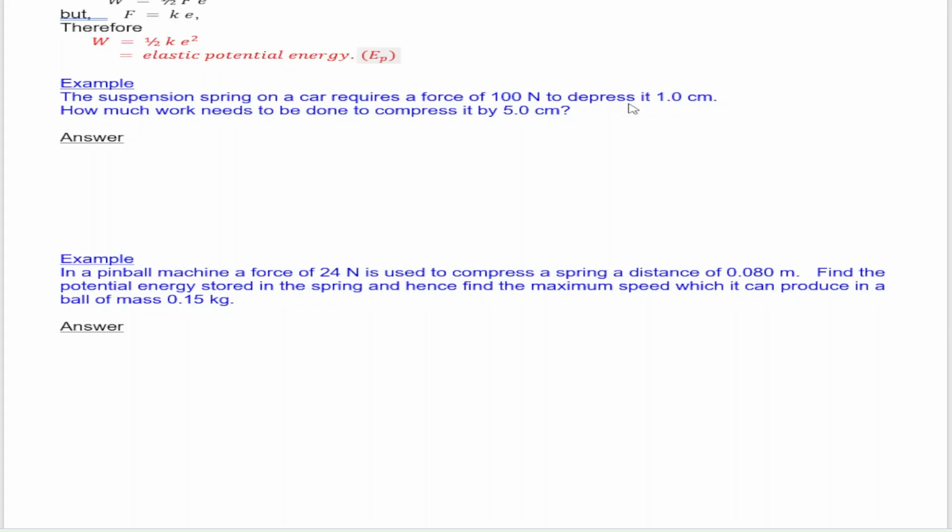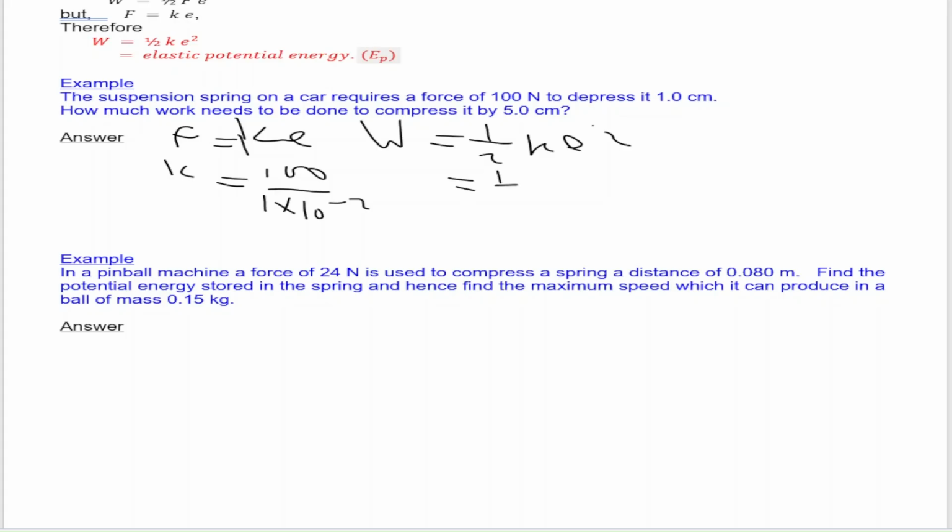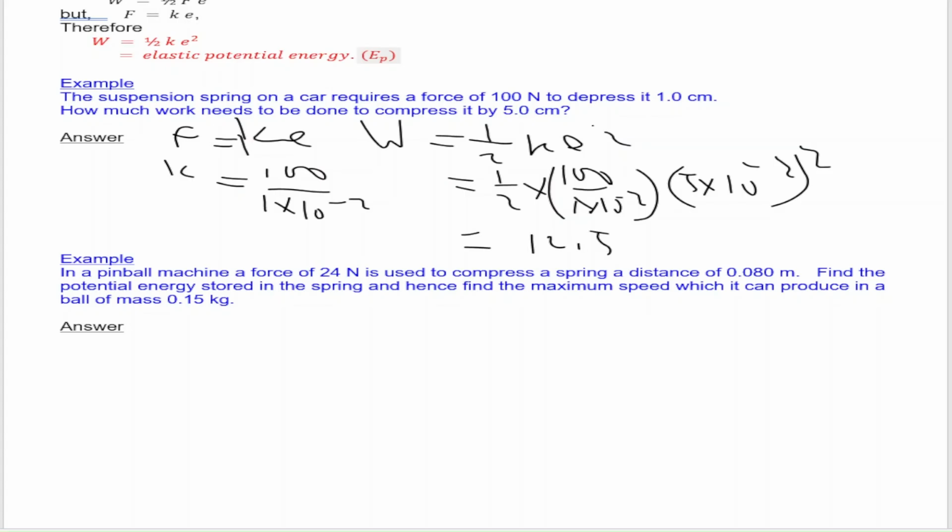So first of all, we get the constant. We said F is equal to Ke, so K will be equal to F over e, which is 100 over 1 times 10 to the power of minus 2. Once we get that, we can now apply it. It says how much work is done. Now work is equal to half Ke squared, which is going to be equal to half times that K, 100 over 1 times 10 to the power of minus 2, times e squared, which is 5 times 10 to the power of minus 2 squared, in joules. If you do it well, you're going to get 12.5 joules.